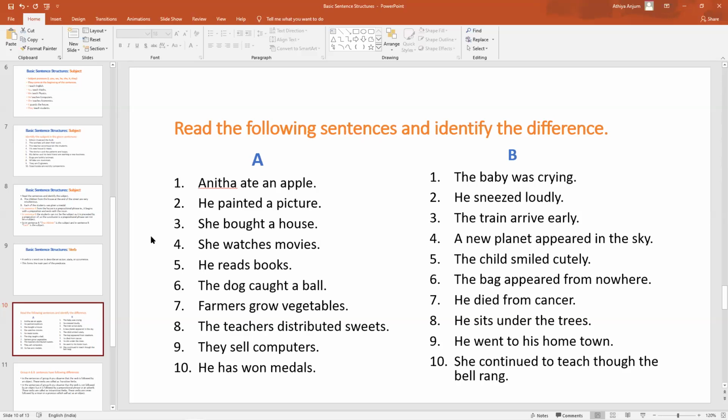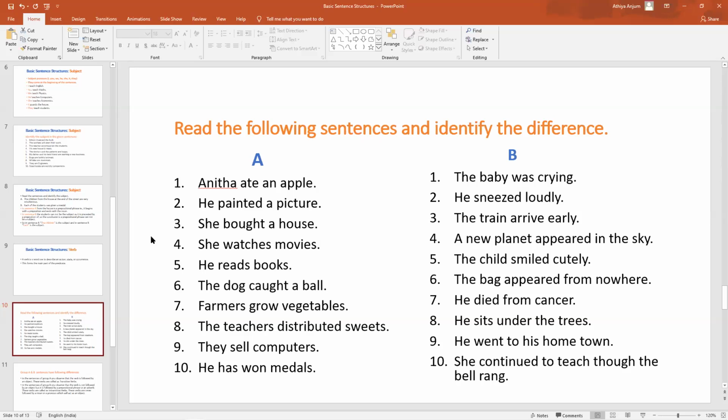So again, what's the position of the ball? It is after the verb. So what do you call a noun which is after the verb? That's called the object, right? The next one, farmers grow vegetables. Which is your subject? Farmers. Then the verb is grow. And once again, grow is followed by vegetables. Vegetables, that's a noun, things, isn't it? Because the noun comes after the verb, that's called an object.